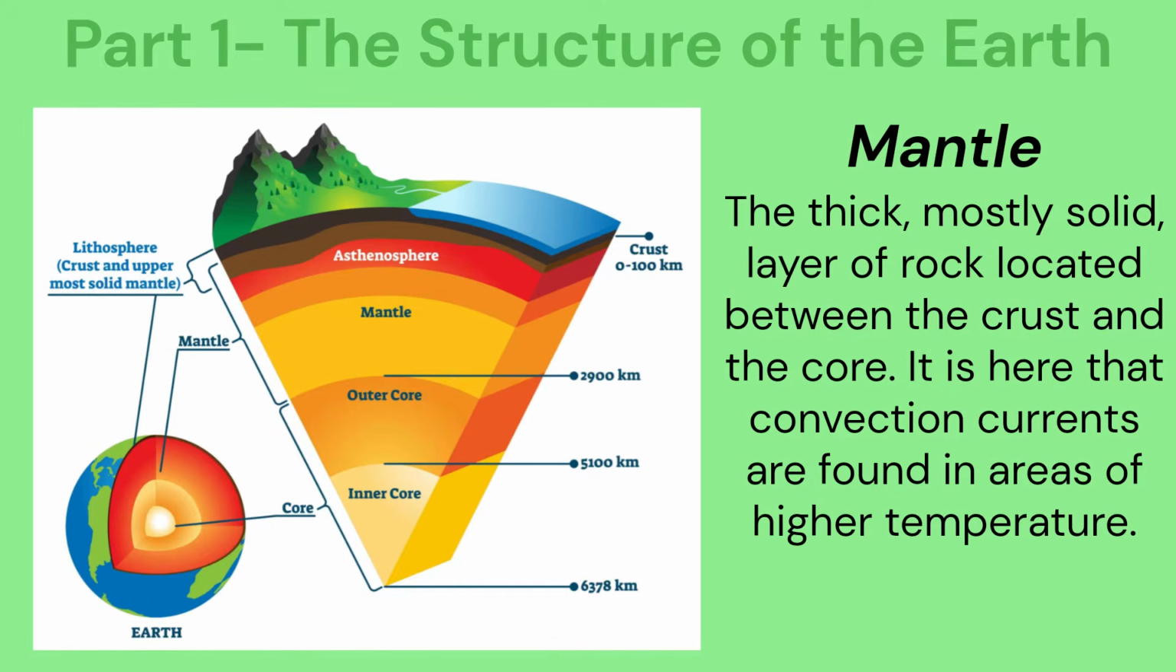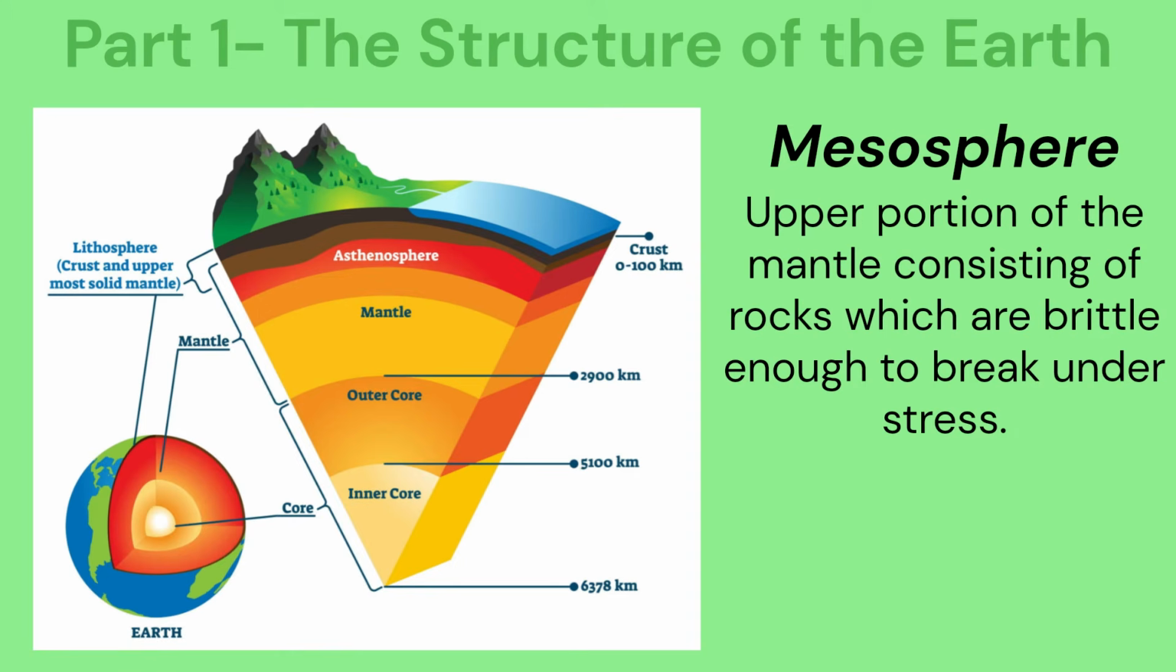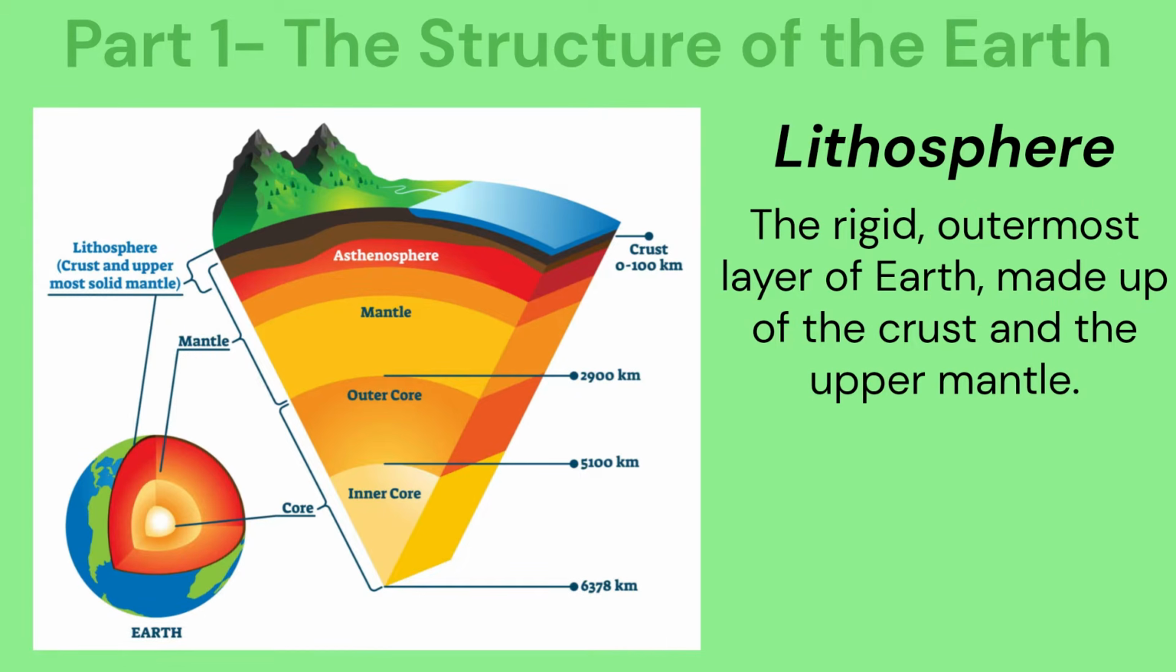Mantle. The thick, mostly solid, layer of rock located between the crust and the core. It is here that convection currents are found in areas of higher temperature. Mesosphere. This is the upper portion of the mantle consisting of rocks which are brittle enough to break under stress. Lithosphere. It is the rigid, outermost layer of Earth, made up of the crust and the upper mantle.